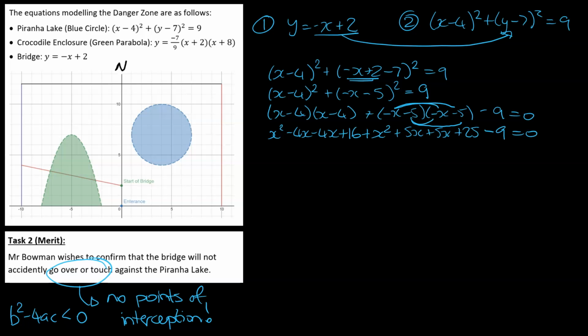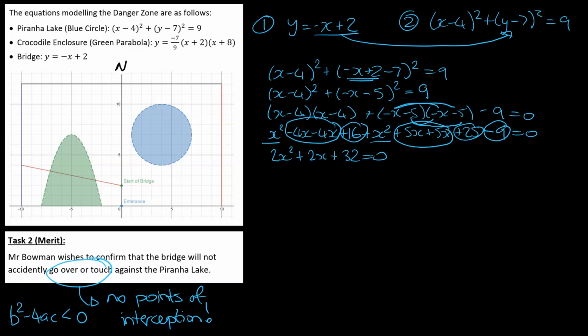Let's group everything together. So we've got 2x squared. Let's deal with the x's. We've got negative 8 here plus 10, so that's going to be plus 2x. And then we've got the numbers. So 16 plus 25 is 41. Minus 9 gets us to positive 32. So all of that is going to be equal to 0.